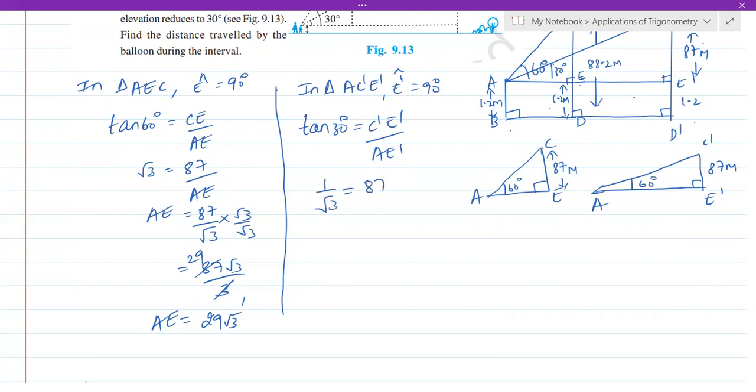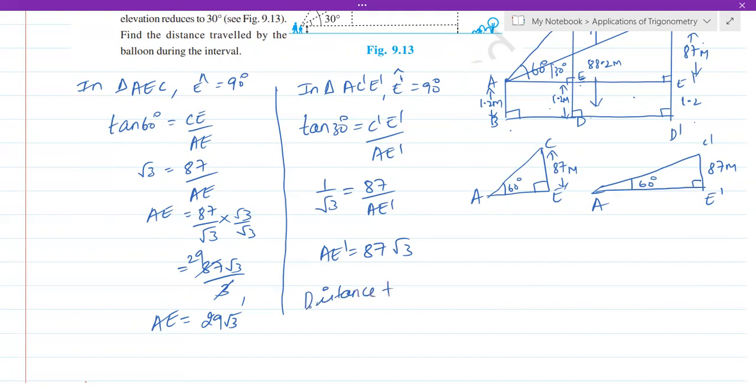C dash E dash is 87. And AE dash, we don't know. We have to find it. Cross multiply. We get AE dash is equal to 87 root 3. Now what we have to do is find the distance traveled by the balloon.